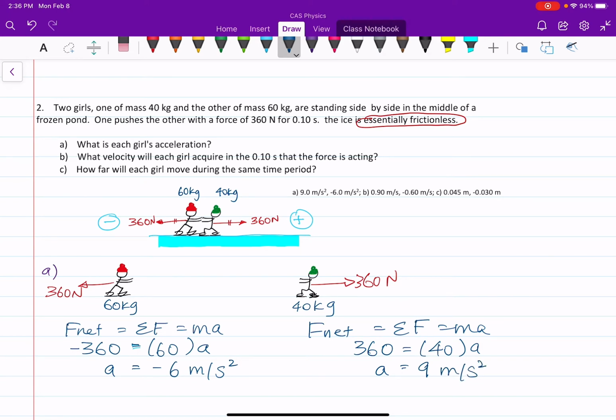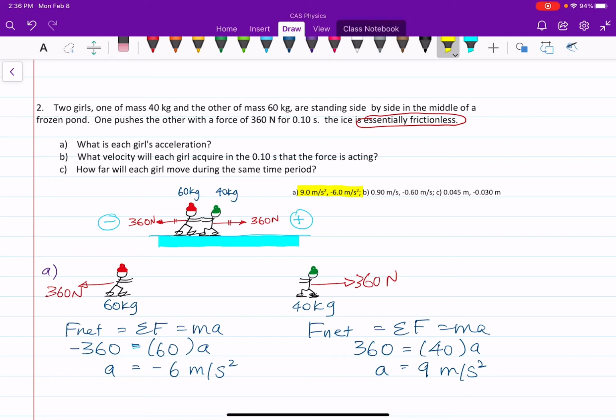You can see from the way I drew my diagram and the way I defined my sign convention, I've actually got my accelerations opposite what the answer says. But the main thing is that the signs are opposite. So all it means is that when I did this question the first time, I had the 40 kilogram girl on the other side and the 60 kilogram girl over there. So either way, it doesn't make a difference.